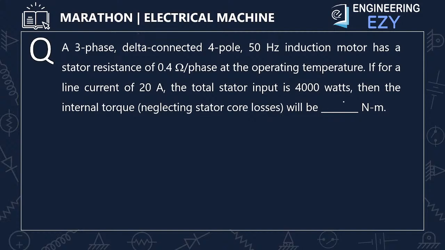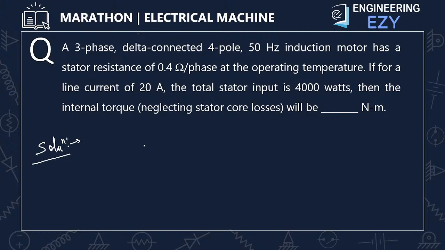So this question is easy. If you calculate the air gap power, Pg is equal to T into omega s. Once you calculate the air gap power, using the air gap power you can calculate the internal torque, because the internal torque or electromagnetic torque multiplied by the synchronous speed is the air gap power. So using this formula, you can calculate the internal torque or electromagnetic torque.